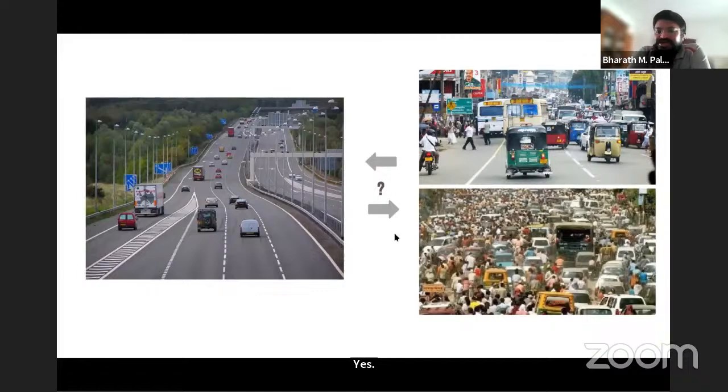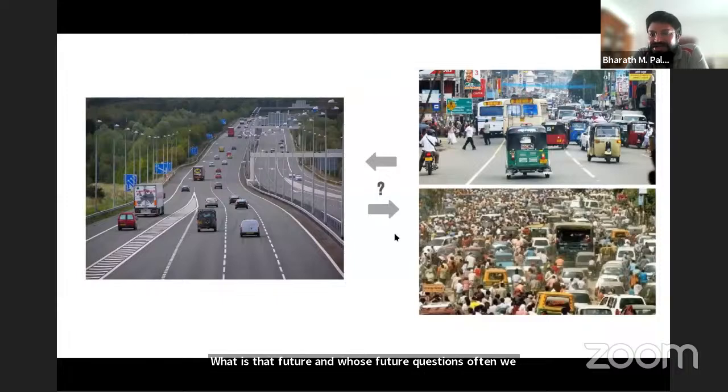Without further ado, when we talk about public policy, what are we talking about? We often talk about a future that we'd like to build for. What is that future, and whose future, are questions often asked. The picture on the left is typically what people would like to build for, whereas the reality is the two pictures on the right, where we live and how we function. Most public policy is catered towards the picture on the left. What that means is ground realities are different. Your starting points are different.